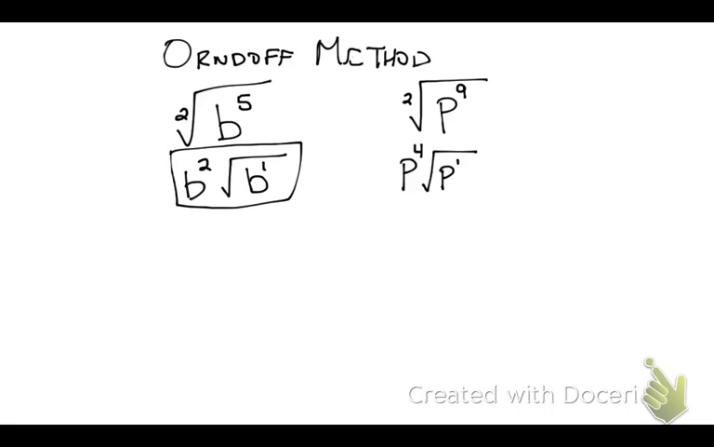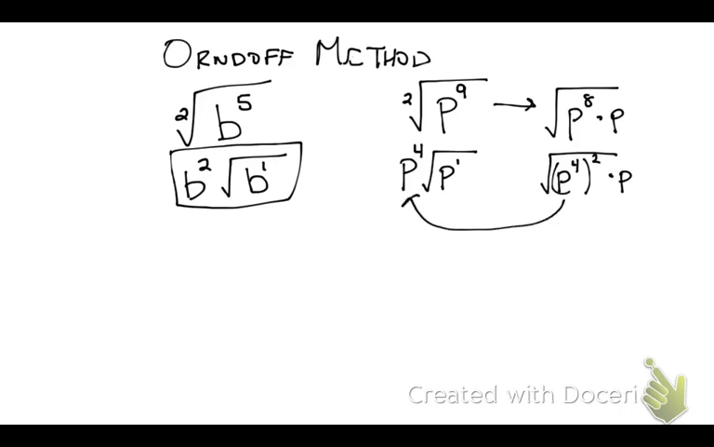If we did it using our property, well, p to the ninth is the same thing as p to the eighth times p. But p to the eighth is the same thing as p to the fourth squared. So the square root of p to the fourth squared, well, that's just p to the fourth with the square root of p left on the inside. Two different ways of thinking about it, but both end up in the same place.